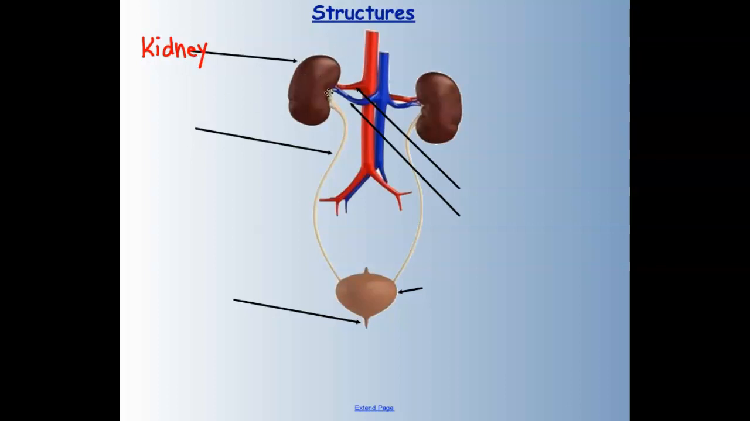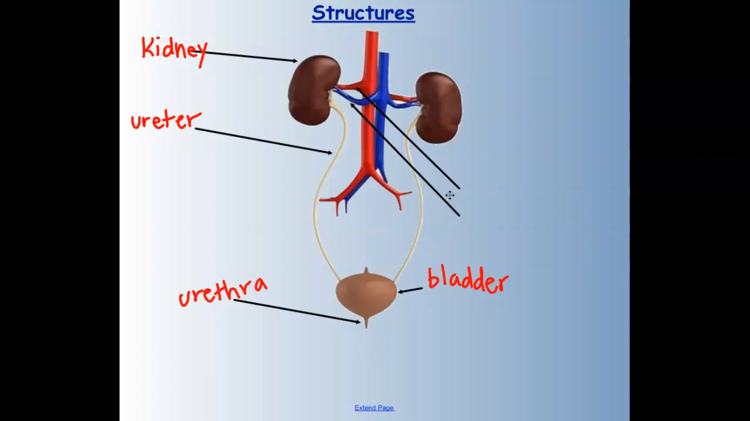This tube that goes from the kidney all the way down into the bladder, this is the bladder, is called the ureter. So the tube that connects the kidney to the bladder, that is the ureter. This is the bladder. And then the urethra. The urethra is the tube that connects the bladder to the outside of the person, depending on if it's male or female. Females' urethras are a lot shorter than males'.